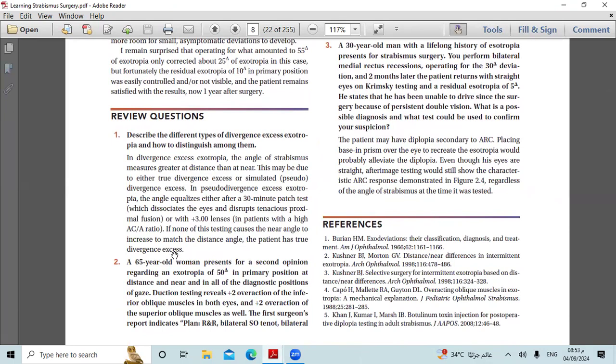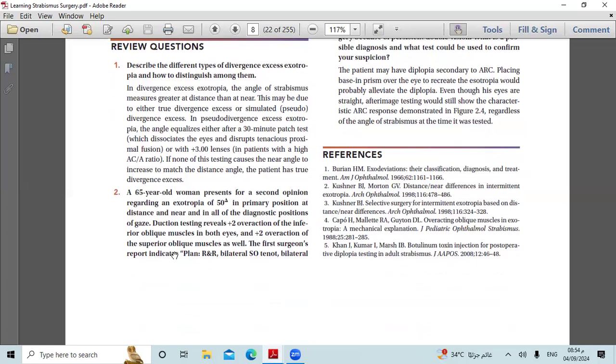Describe the different types of divergence excess exotropia and how to distinguish among them. In divergence excess exotropia, the angle of strabismus measures greater at distance than at near. This may be due to either true divergence excess or simulated pseudodivergence excess. In pseudodivergence excess exotropia, the angle equalizes either after a 30-minute patch test, which dissociates the eyes and disrupts tenacious proximal fusion, or with +3 lenses in patients with a high AC/A ratio. If none of this testing causes the near angle to increase to match the distance angle, the patient has true divergence excess.